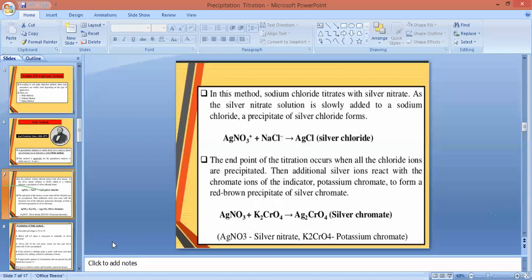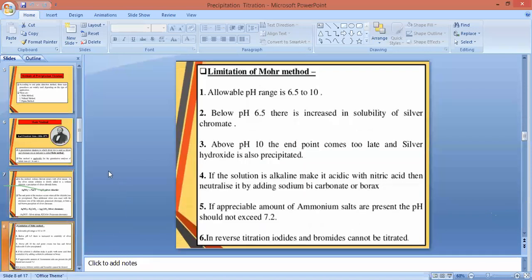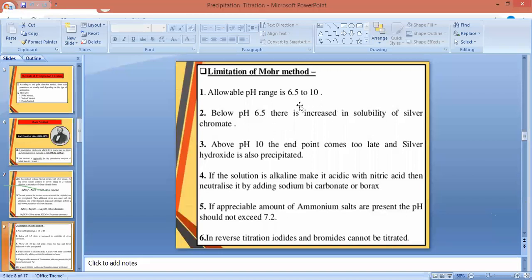Formation of silver chromate takes place. Next is the limitations of Mohs method. Mohs method is applicable in a pH range of only 6.5 to 10. If the pH in the conical flask is less than 6.5 or more than 10, the results may get deviated.